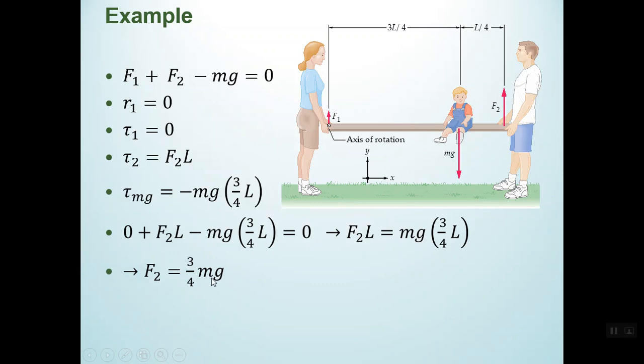Divide both sides by L, and we get the magnitude of the force F2 is equal to 3 over 4 times mg. Substitute this magnitude of F2 in the force equation, F1 plus F2 minus mg is equal to 0. Substituting F2 equals 3 over 4 mg, we get F1 plus 3 over 4 mg minus mg is equal to 0, so the magnitude of F1 is equal to 1 over 4 mg.